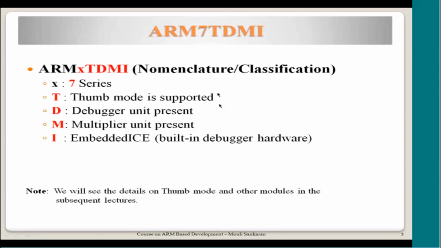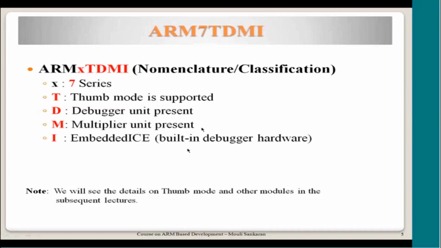We will not touch upon this now. There will be one session dedicated to Thumb mode. I just thought I would let you know what it means. D is a debugger unit. It is present in the processor, so that as a developer, we can run our code on the target platform and debug it by single stepping, executing one instruction after the other, and see the contents of the registers, so that we can understand how our program is running on the processor, and if there is any bug in our code, we will be able to fix it. So the processor supports debugging by providing a separate hardware unit in it.